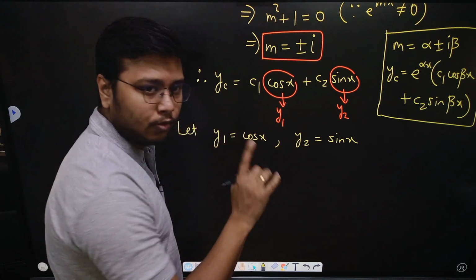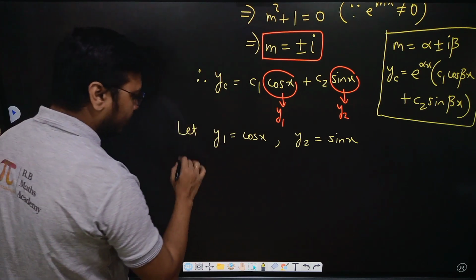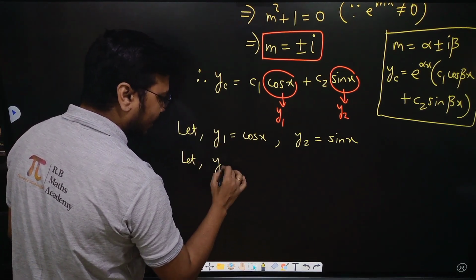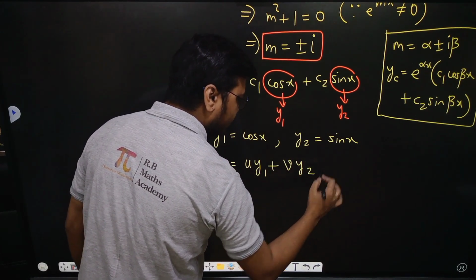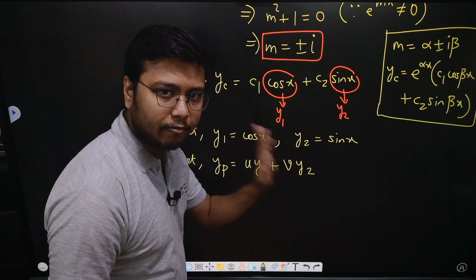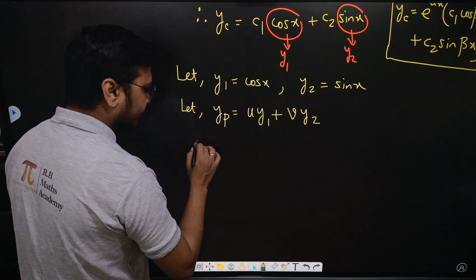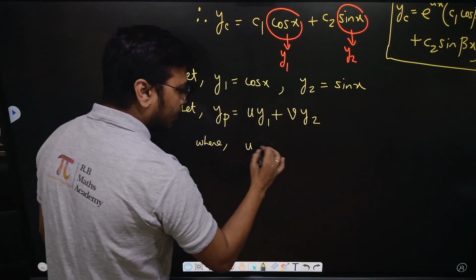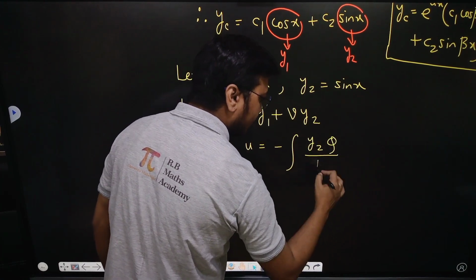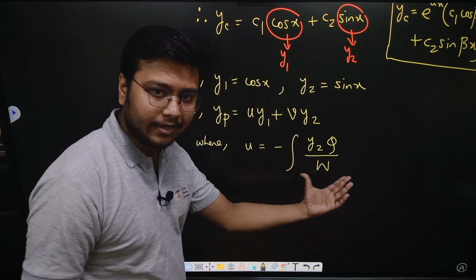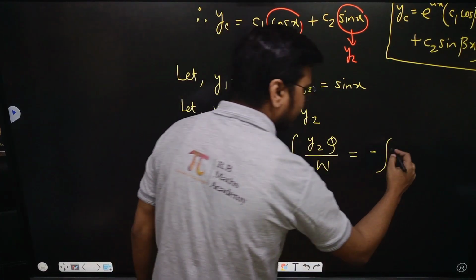So now we are going to assume yp, the particular integral, as per the variation of parameters formula. I'm going to assume that yp is u times y1 plus v times y2, and now we are going to calculate u and v, right? I'm going to start the calculation with u, where u was minus the integration of y2 times q by W. I hope you people remember this formula. I had written it just now. And here my y2 is sin x.